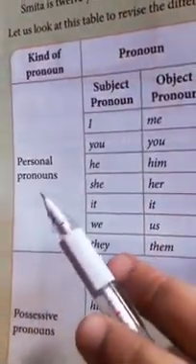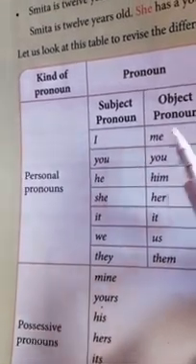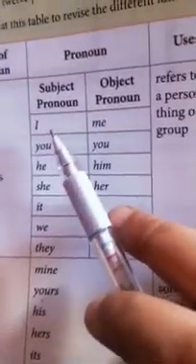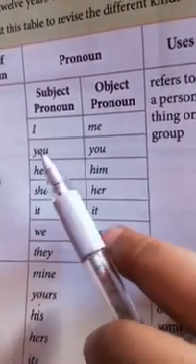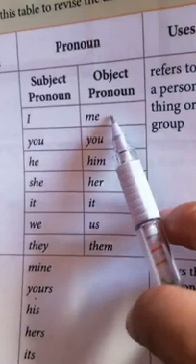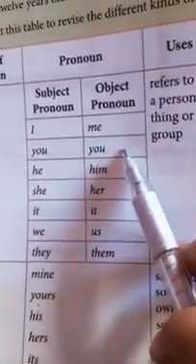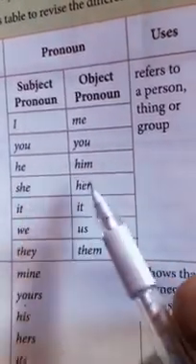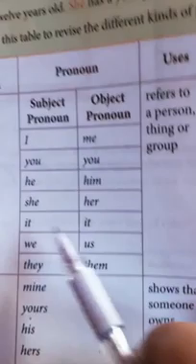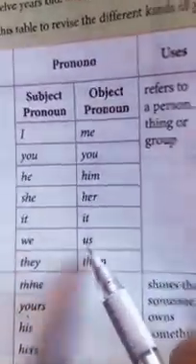So the first one is the personal pronoun, used for both the subject and the object. It is used for first person, second person and third person. I, me: I in subject, me in object. You is the same in subject and object. He, him. She, her. It, we, us, they, them.